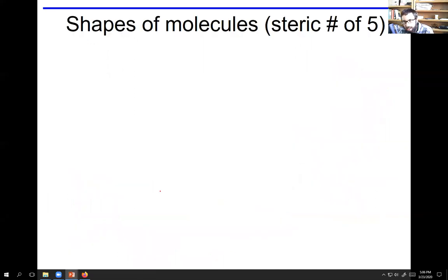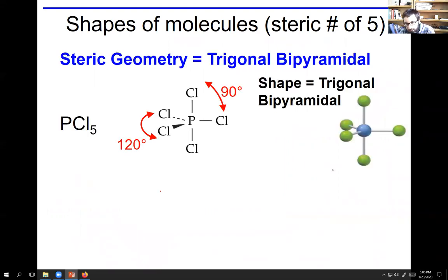Okay, so we're going to continue on past steric number 4, to steric number 5. These can occur when you have an expanded octet. So like phosphorus pentachloride. The steric geometry here is called trigonal bipyramidal. Why is that? Well, there's a triangle right here. Again, this is a wedge, so it's coming out towards you. This is a dash, it's going behind you. That's these. That's the triangle.